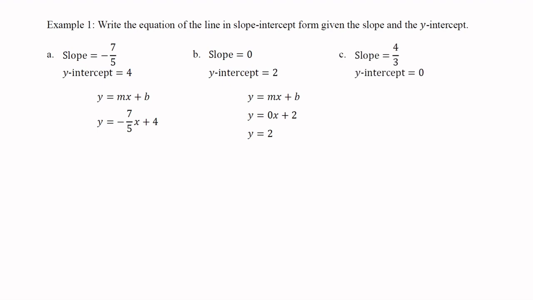Now, if the slope is 4/3 and the y-intercept is 0, again, we can plug 4/3 in for m and 0 in for b, but there's no need to write the plus 0 on the end, so we can simply write y equals 4/3 x.